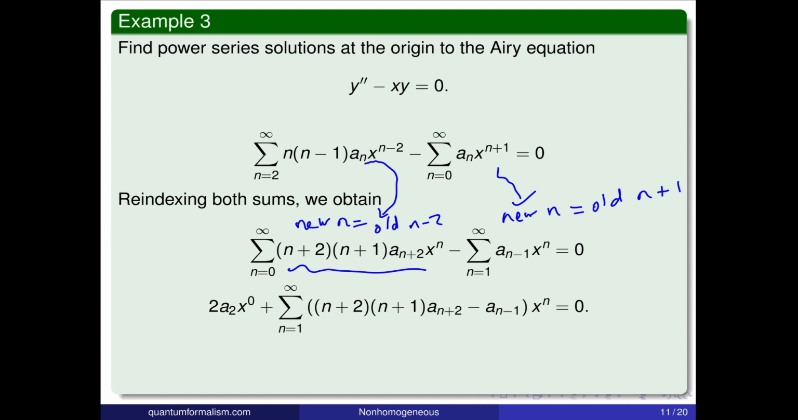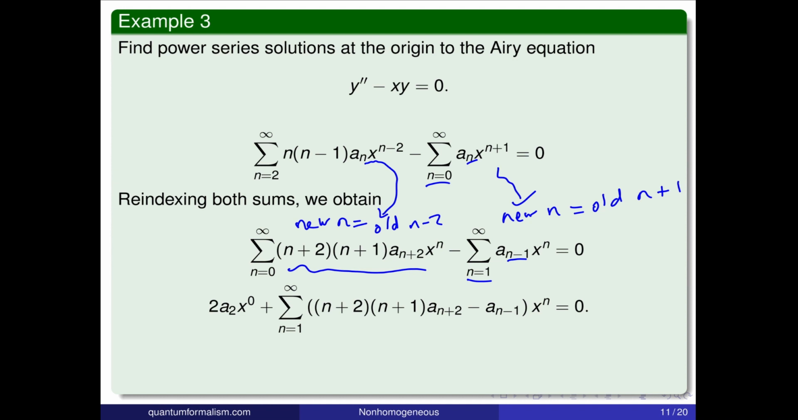For the second series, the new n is the old n plus 1. So the old n here will become the new n minus 1. And then x to the n plus 1 will become x to the n. This time, we were starting at n equals 0 in the old series, which was the x to the first power term. So now in this new reindexed x to the n series, we should start at n equals 1.